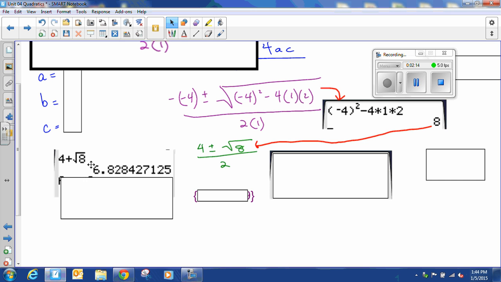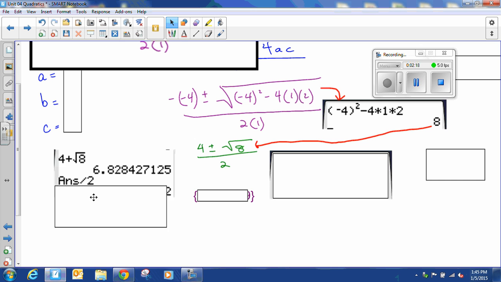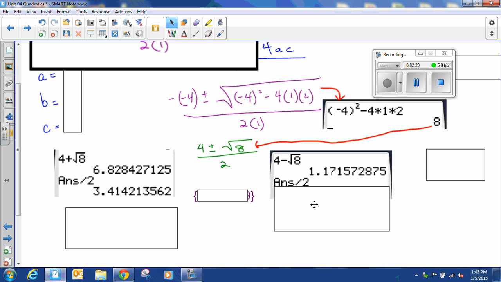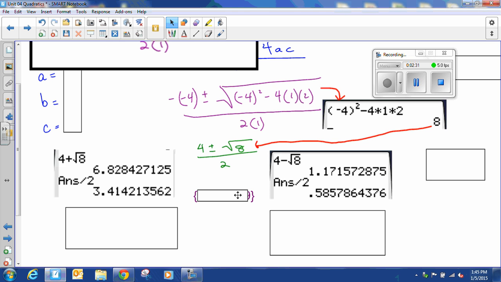Let's do the numerator first. 4 plus radical 8, hit enter. Then divide it by 2, giving you this decimal approximation. Then let's do the minus version. 4 minus radical 8, press enter, divide that by 2, we get this answer. So rounded to the nearest hundredth place is 3.41 and 0.59.